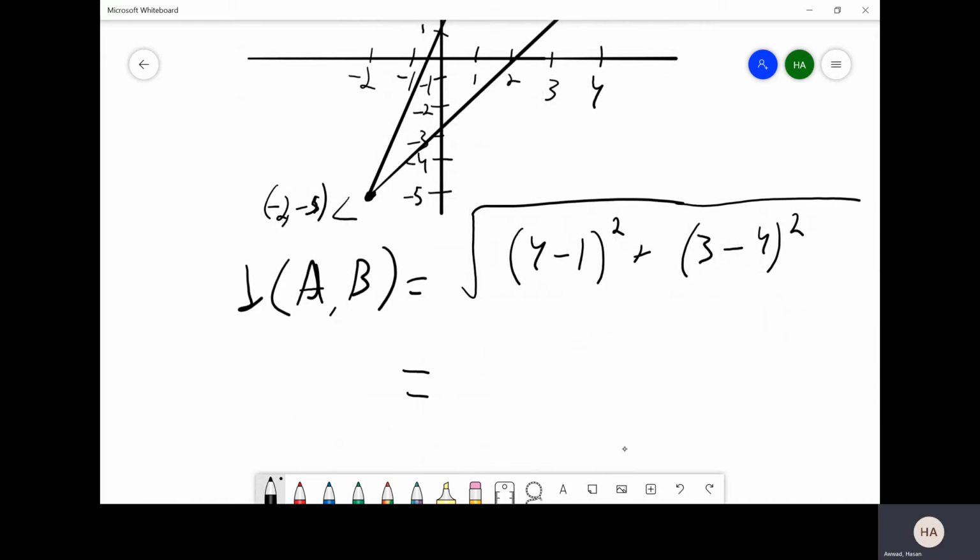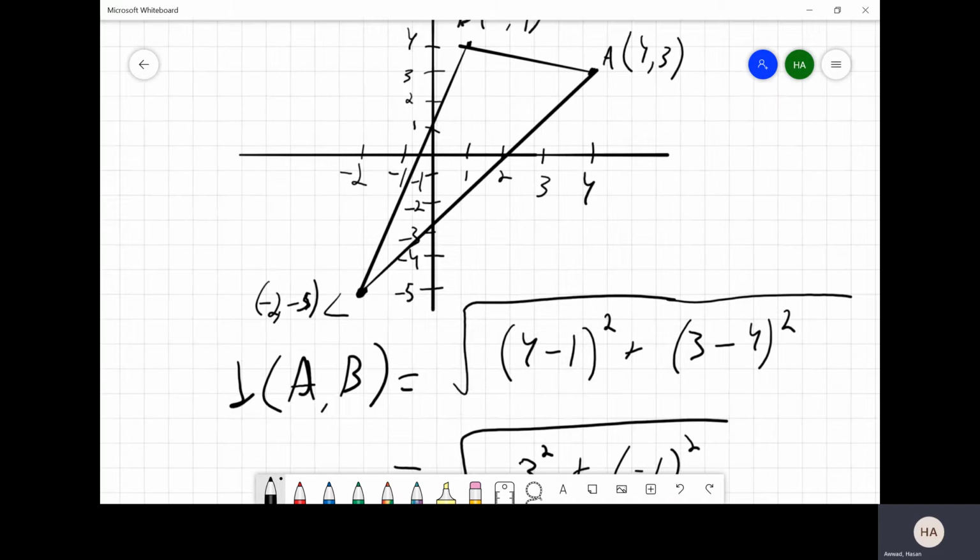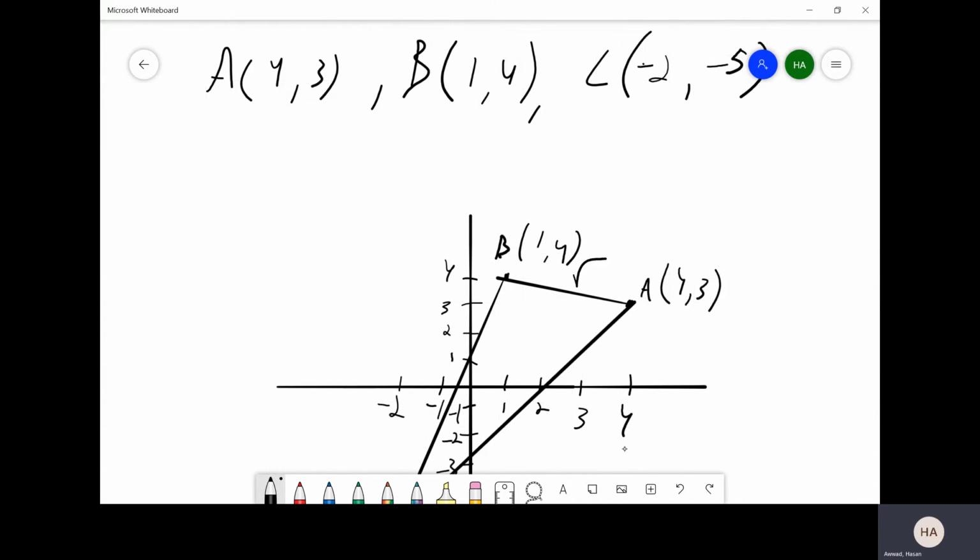Okay, so now let's go ahead and simplify. So we get 4 minus 1 squared, which is 3 squared. So we have 3 squared here. Plus 3 minus 4 is -1. So -1 squared. We see here that this is going to be 9. So we get the square root of 9 plus 1, which is equal to the square root of 10. And we can't simplify the square root of 10 anymore, right? So we just leave that as square root of 10. So we know that this side length is square root of 10.